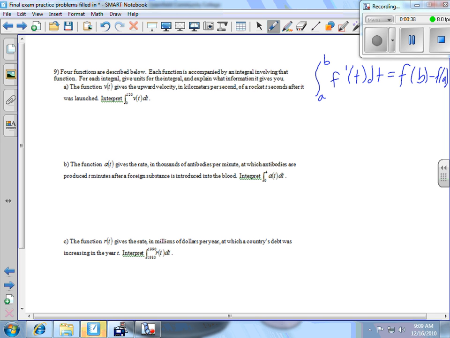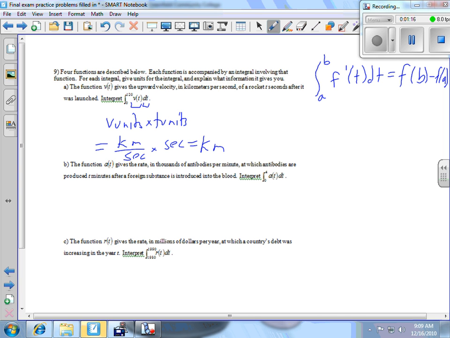Okay, part A. The function v of t gives upward velocity in kilometers per second of a rocket t seconds after it was launched. Interpret the integral from 0 to 120 of v of t dt. Okay, so before we do, let's think about units. Units for an integral are always the units of v times units of t, whatever those letters are, multiplied together. So the units of v, I guess I'll just write that, v units times t units. So v units was kilometers per second times t units is seconds. So the ultimate unit for that whole integral is going to be kilometers.